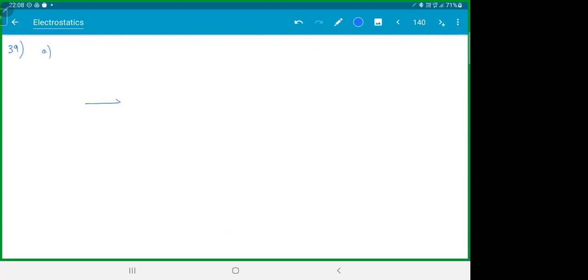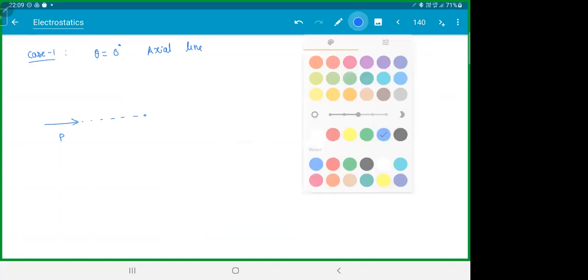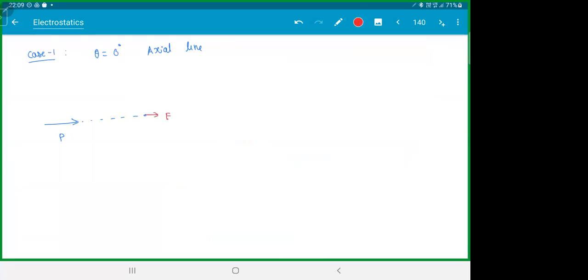So we have a dipole here. Wait, I forgot there's a cases actually. So case 1, if you take theta is equal to 0 degree, it is called axial line. That means if you have a dipole on this point here, there'll be only the radial field, which is 2 kp by r cube. There is no tangential component. Case 2, if you take theta is equal to 90 degrees, it's a perpendicular bisector.